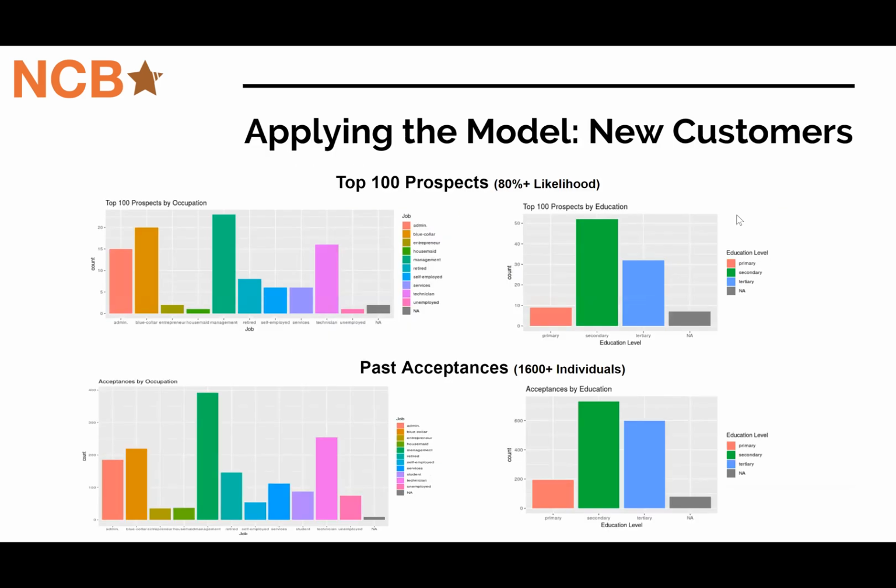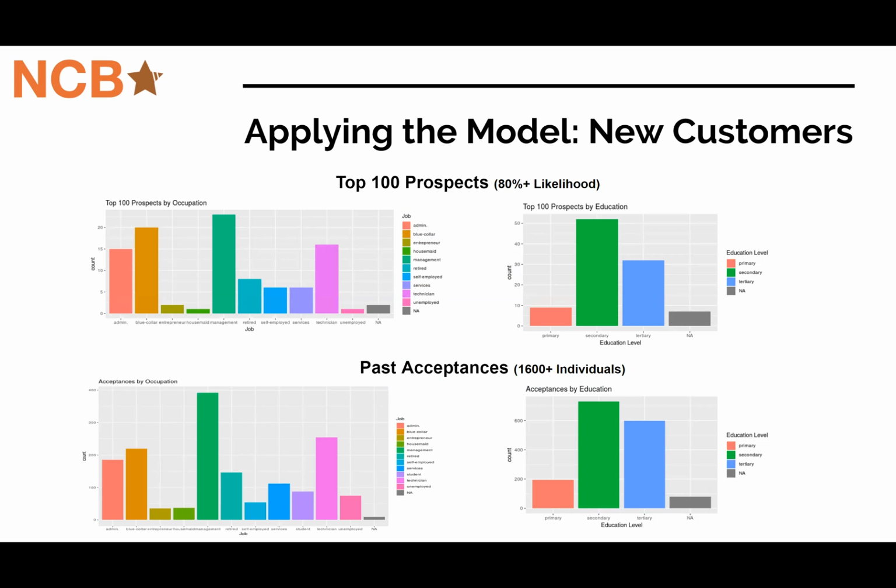So looking at applying these models, and in particular, this is a look at the results from random forest, we can see who we've identified and drill down on a few of the characteristics of the top 100 prospects that the model found. These top 100 individuals had at least an 80% likelihood of accepting based on the model. And when we compare some of these traits to past acceptances, we actually see some similarities, which I think speaks to the strength of the model and its ability to predict.